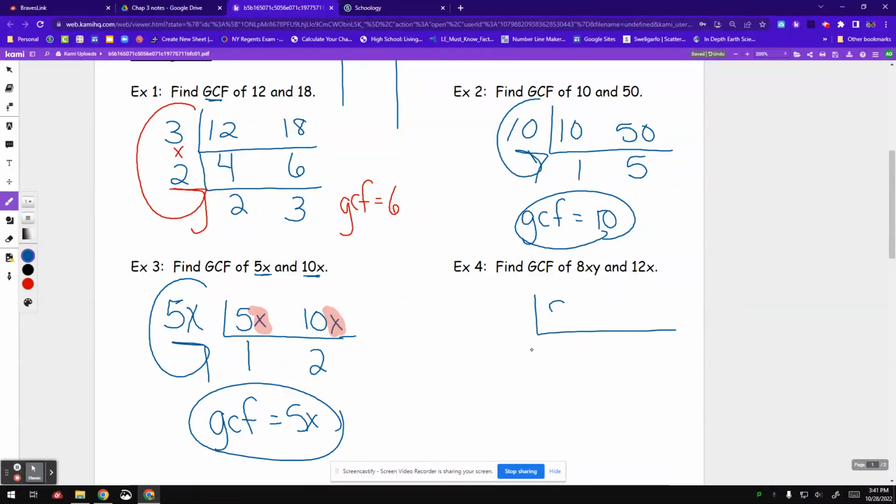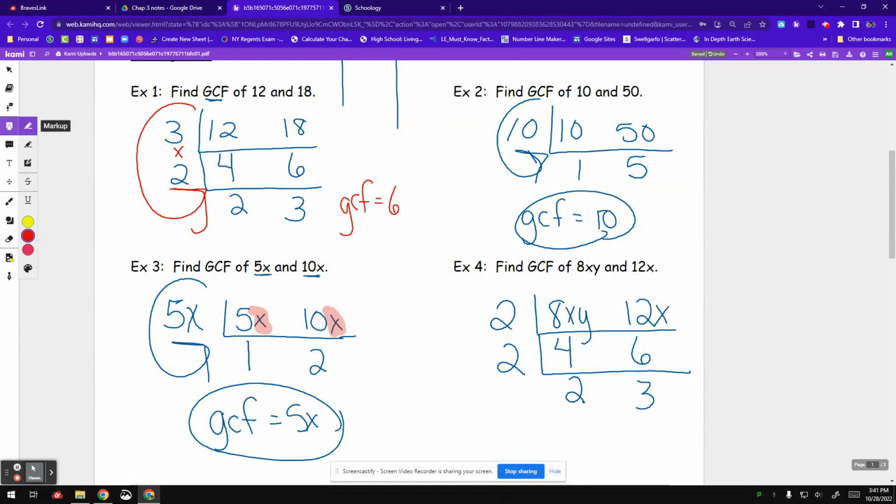Okay, so let's throw another variable in there and see what happens. 8xy and 12x. Again, first focus on the numbers. They both share a 2. 2 divides into 8 4 times. 2 divides into 12 6 times. I see that I can divide that again, right? 2 divides into 4 twice. 2 divides into 6 3 times. Now that I'm done with the numbers, let's look at my variables. I have an x here. I have an x here. They share a factor of x. So I'm going to pull it out.